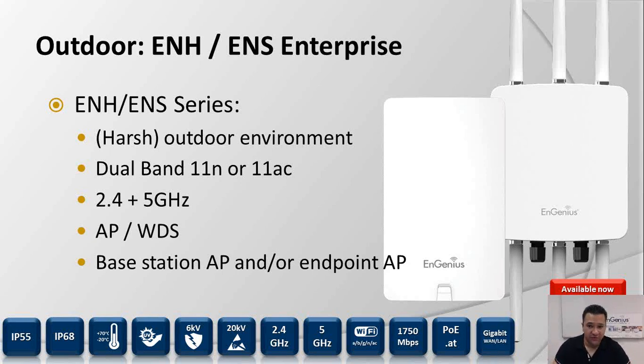The ENH1750 is one of the first 11AC outdoor access points with these specifications. So it looks like this. Actually, this is a 900, but it's the same. The housing is the same. Like I said, it's also the same design as the EWS 860.